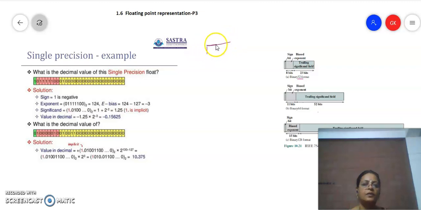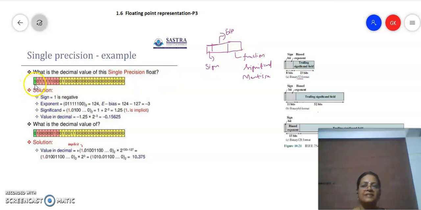So the format actually specifies three fields. One is the sign field, then the next one is the exponent part, and the third field is the fraction part. The fraction part is also called the significand, and another name for it is the mantissa. All these things refer to one and the same. So the mantissa, the significand or the fraction refers to the third field.